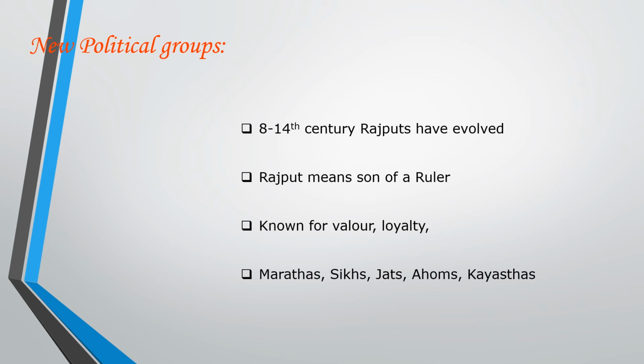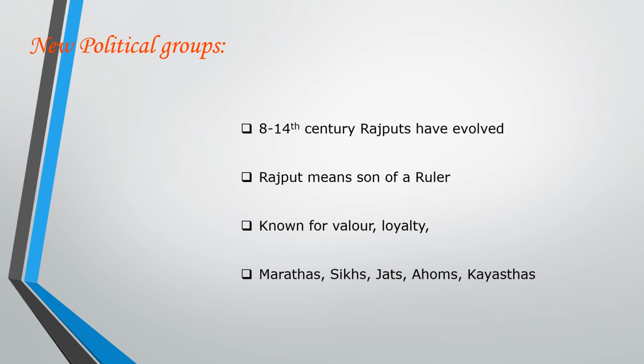Actually, previously we had Kshatriyas, only the persons who were ruling. But slowly this word and terminology changed. So, Rajputs evolved in the 8th to 14th century. Generally, Rajputs means son of a ruler. But slowly, in the 8th to 14th centuries, this came to include the warriors and even the chieftains, commanders, and soldiers who served for the betterment of the country. So here the Rajputs are known for their valor and loyalty.